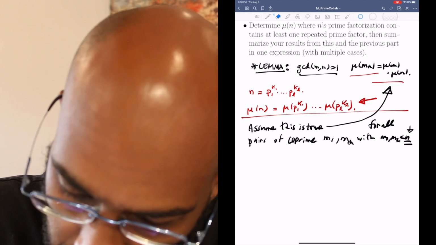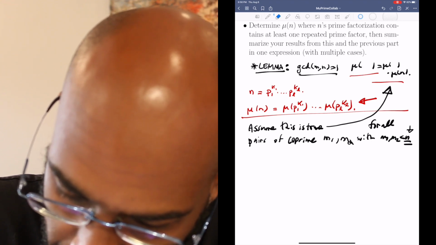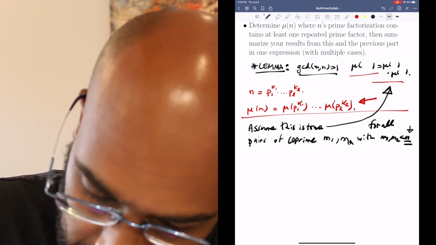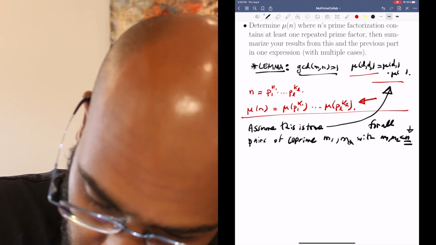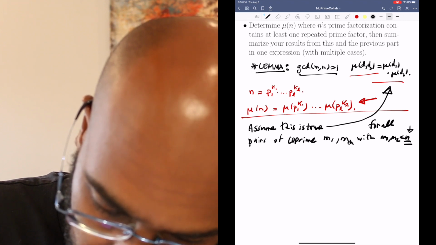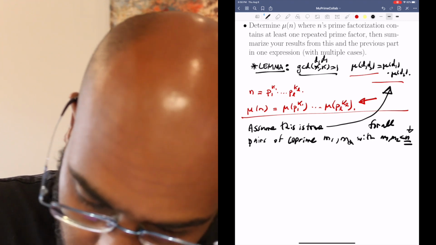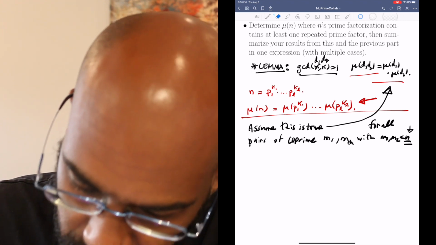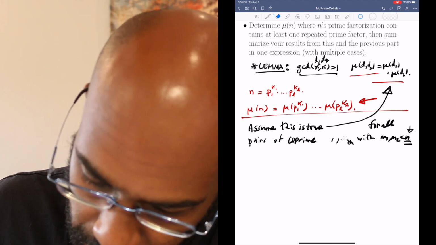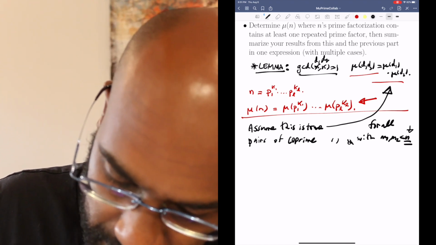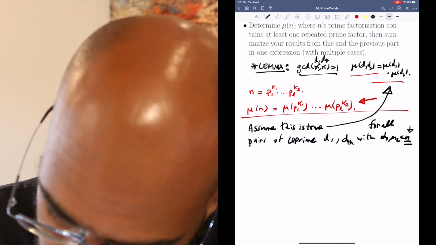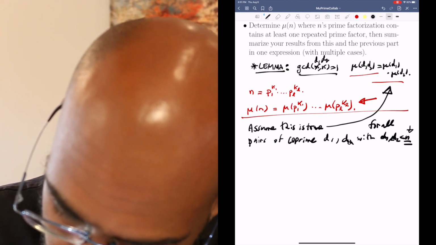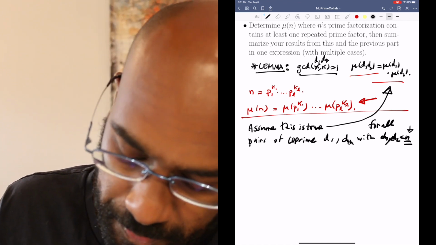So to make the idea a little bit clearer, maybe let's say this is true for positive integers d1, d2 that have no common factors, and we're claiming this statement is true for pairs of positive integers d1 and d2 where d1 and d2 are less than this particular n that we have.